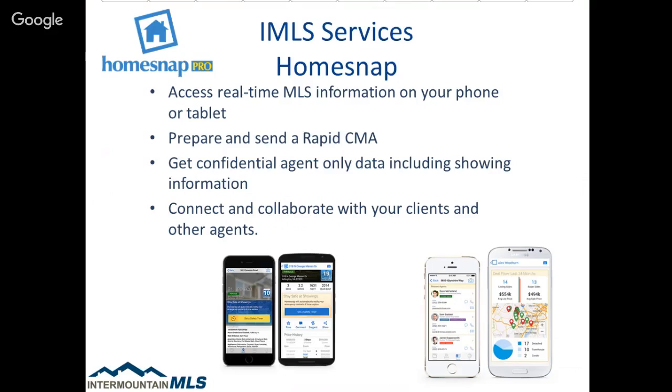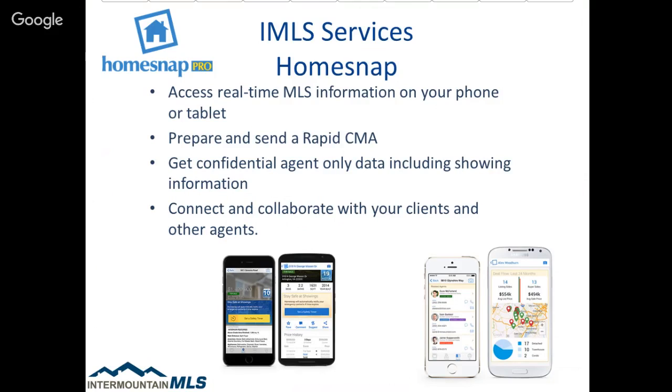HomeSnap is free. If you haven't tried it, I definitely would recommend it. I haven't tried this. Someone told me they tried it and it worked. But it's called HomeSnap because you can take a picture of a house and it should bring it up in the app for you. You drive by a house, take a picture of it, and it should be able to find it for you. That's why it's called HomeSnap.